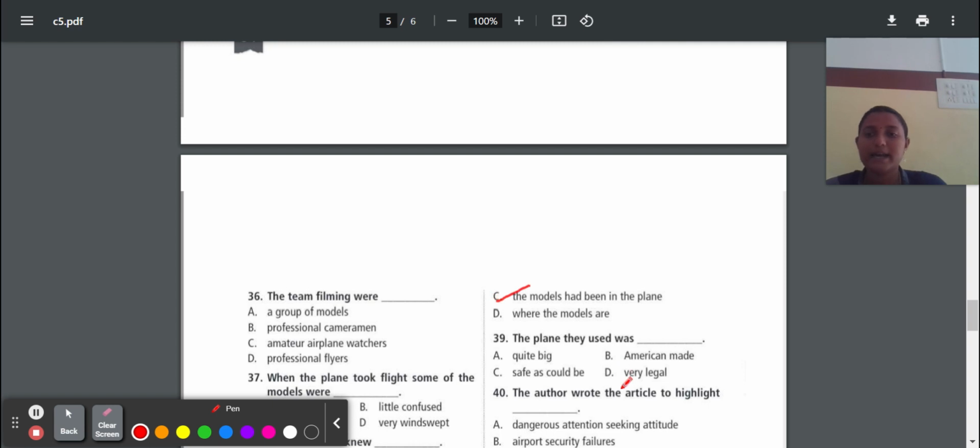Question number 39. The plane they used was dash. Option A, quite big. Option B, American made. Option C, safe as could be. Option D, very legal. Answer for the question is 39, option A, quite big.